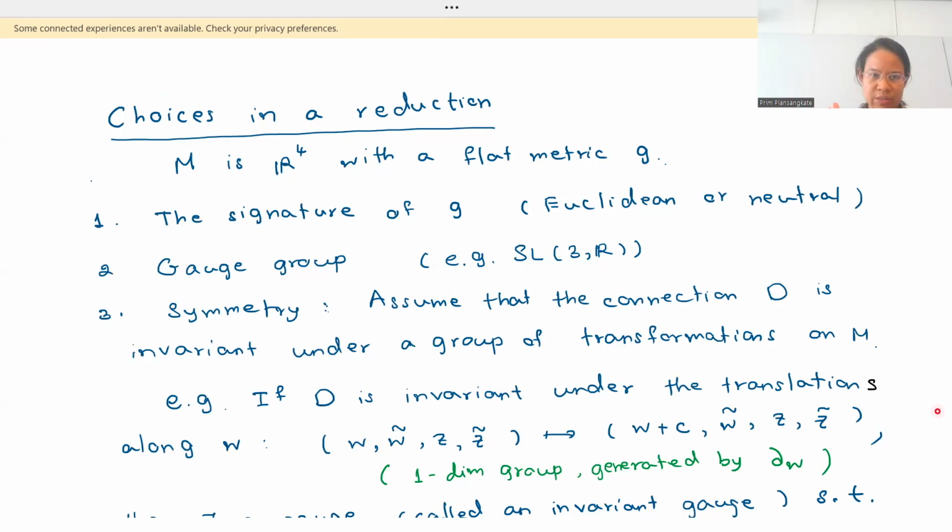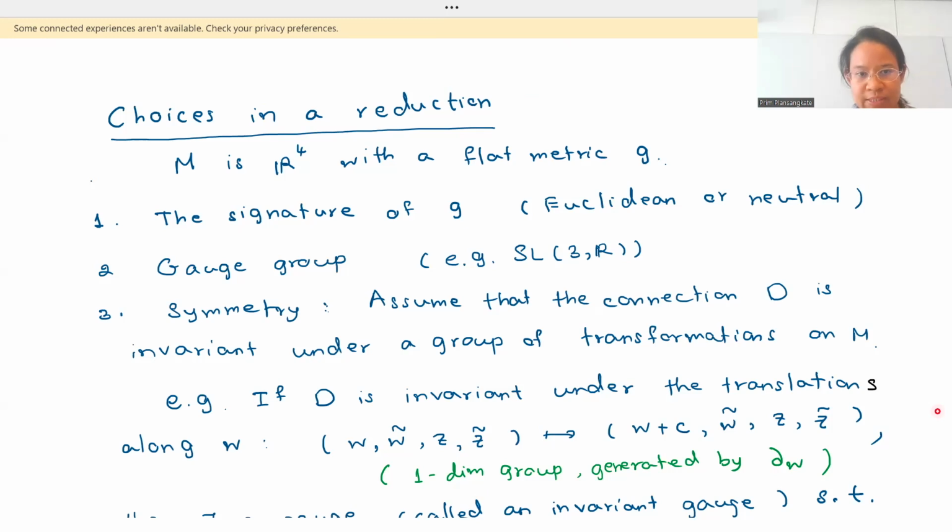Because by doing the reduction, it means that we don't consider the general solution of the anti-self-dual Yang-Mills equation, but we have to give some condition that restricts to a particular class of solutions, right? And one restriction that we can impose is that the connection is invariant under some group of transformations on the manifold.